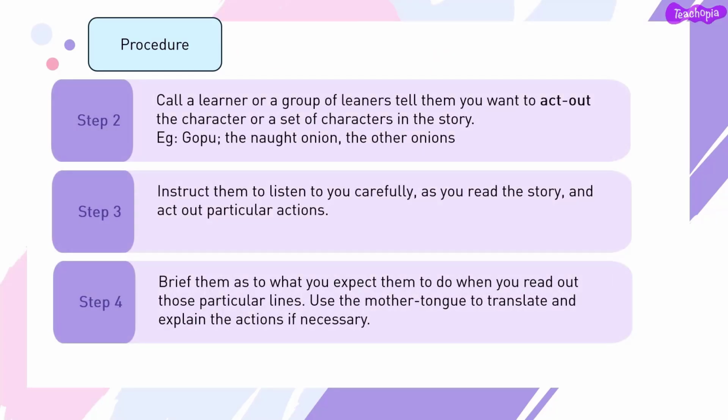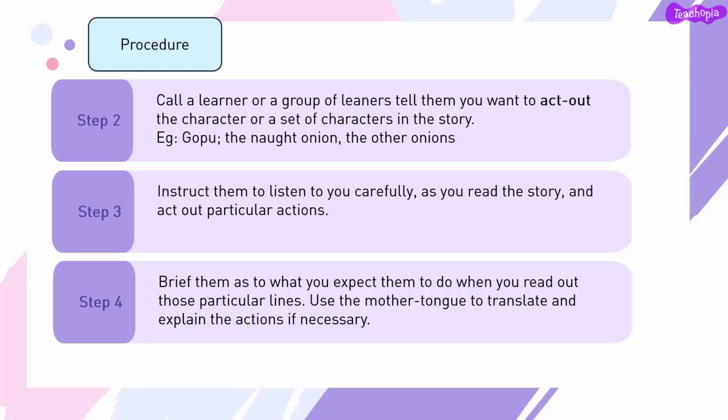Now, the next thing that we will do is call a learner or a group of learners and tell them what you want them to act out as you read the story. For example, Gopu, the naughty onion, and the other onions. Give each learner a character or a set of characters. Then instruct them to listen carefully as you read the story and act out particular actions when you mention them. Brief them as to what you expect them to do when you read these lines.